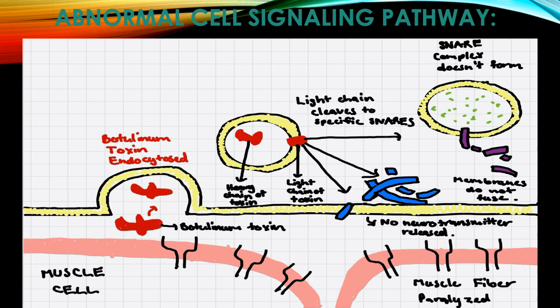Now, we have our abnormal cell signaling pathway drawn here. So first of all, the botulinum toxin, as we talked about, is endocytosed into the cell membrane, into the cytosol. And we have our light chain of the toxin actually cleaving to specific snares, and that causes us to not be able to have a snare complex forming, and as a result, our membranes do not fuse, and so no neurotransmitter is released, no acetylcholine is released, and then our muscle fiber is then paralyzed.